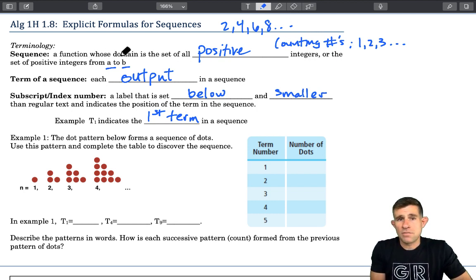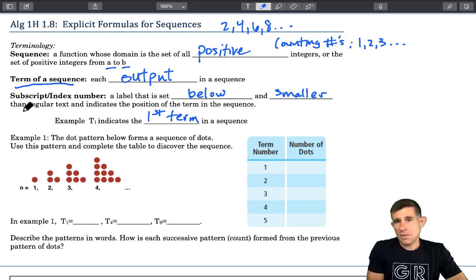So a sequence is a function whose domain, remember domain is your inputs, is the set of all positive integers. In other words, the counting numbers, 1, 2, 3, 4. The output is known as the term of the sequence. All right, so our outputs here were 2, 4, 6, 8. Our domain was 1, 2, 3, 4, so on and so forth. We'll get more practice at that in just a second.